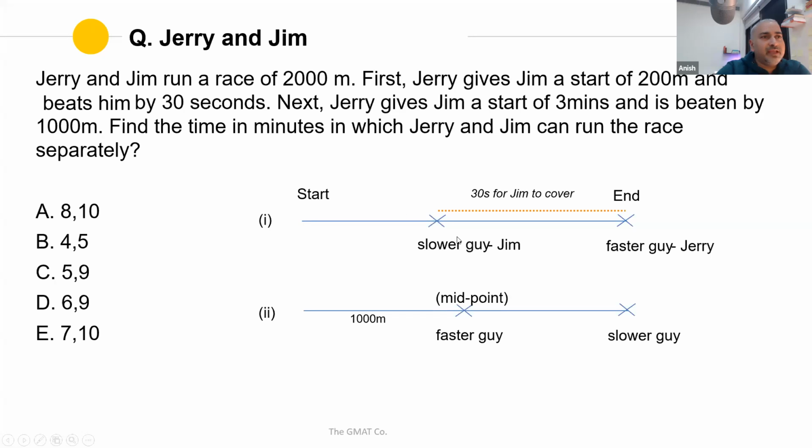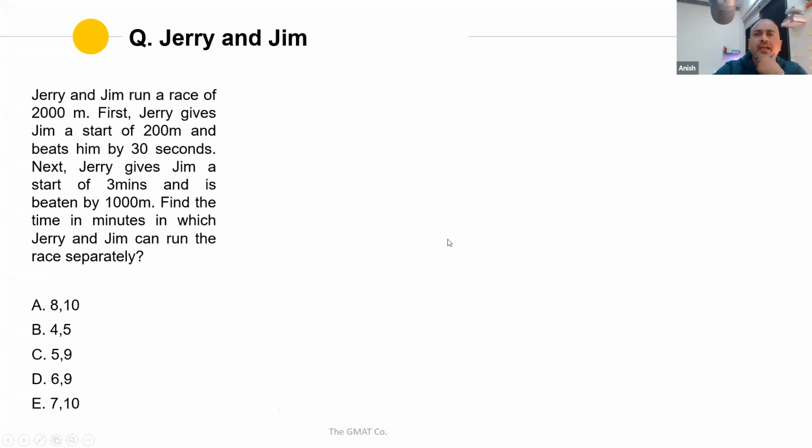Now, one thing, I'll use these things interchangeably. I might use the name Jim, or I might refer to him as the slower guy. And similarly, I might refer to the other person with his name, Jerry, or with the phrase faster guy. Right, so I hope that doesn't confuse you. All right, now what? Again, we'll discuss two different approaches. First, let's consider an algebraic approach.